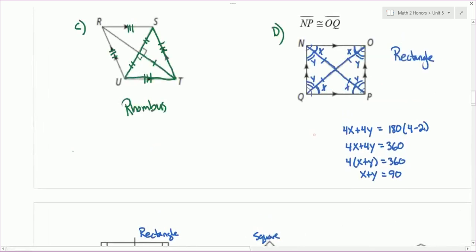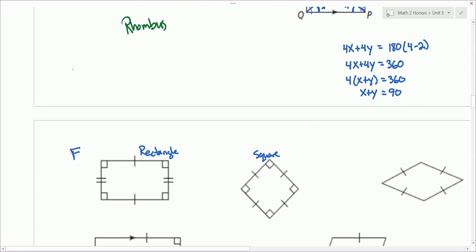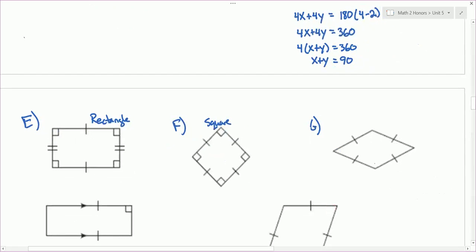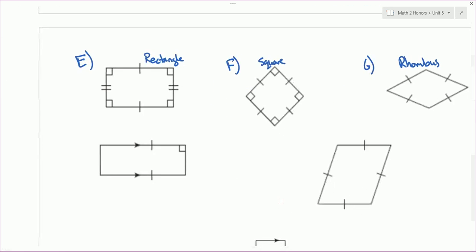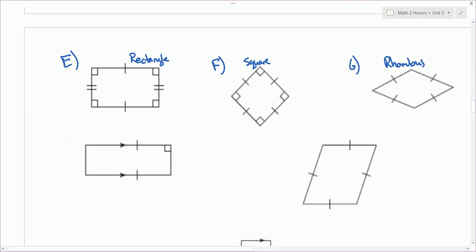Let me label these. So we did D, so this is E, F, call this G. And G, all 4 sides are the same, so that's a rhombus. Don't have to work as hard for these. On H, here we have a few things happening. Okay, so the top and bottom sides are parallel, and they're the same length. And there's a right angle here.